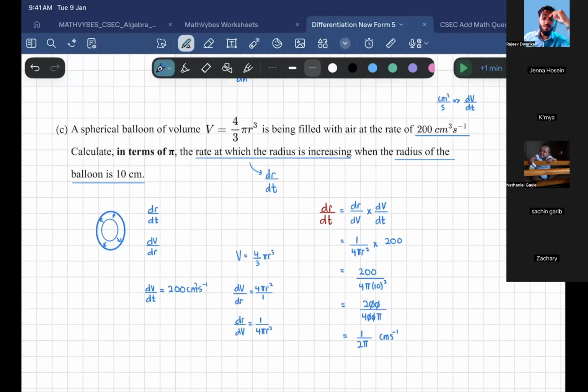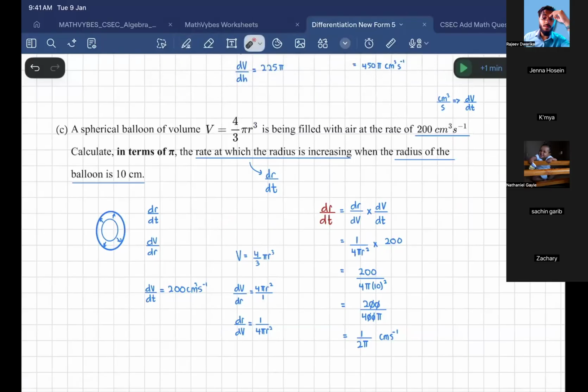I think I understand, but I didn't know you could say dr over dt because I thought there were only like 3 rates of change. Say that again. I didn't know you could use dr for radius because I thought there were only like 3 types of rates of change. What do you mean, three types of rates of change? Like how we did in the first question.